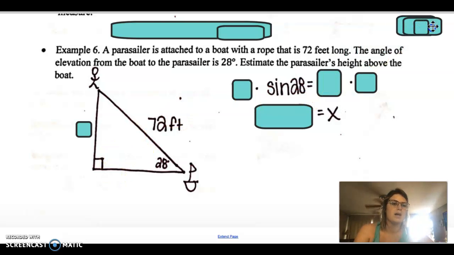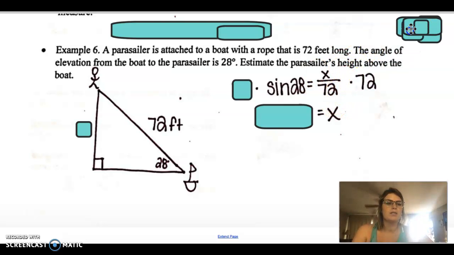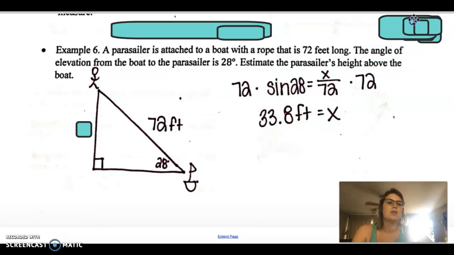And that's going to be sine. So we have sine of 28 equals x over 72. Since 72 is not a special triangle or a special angle, we'll just multiply both sides by 72. And in our calculators, we type in 72 times sine of 28. And that'll give us 33.8 feet. So our answer, well, that was x. So our answer is 33.8.